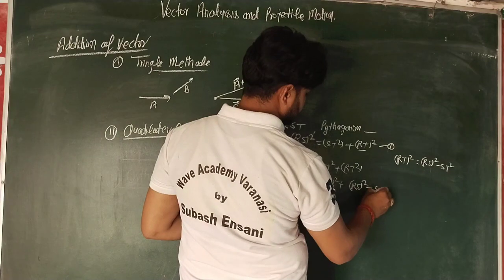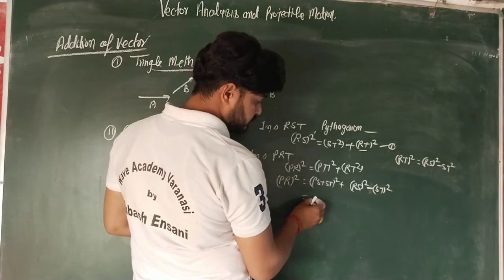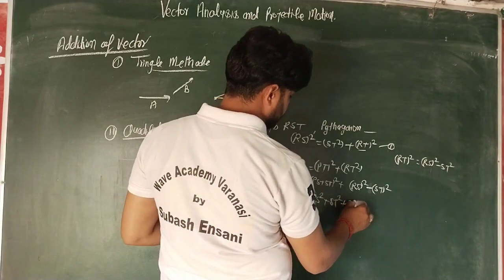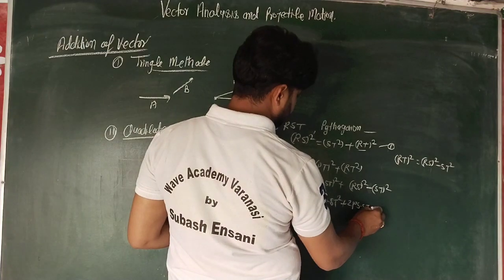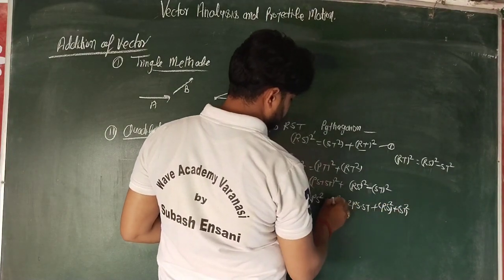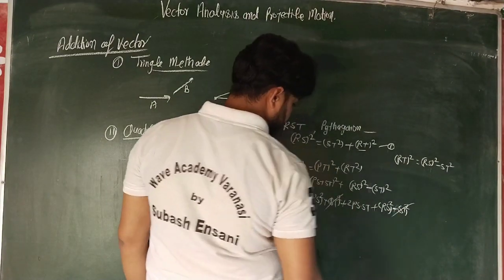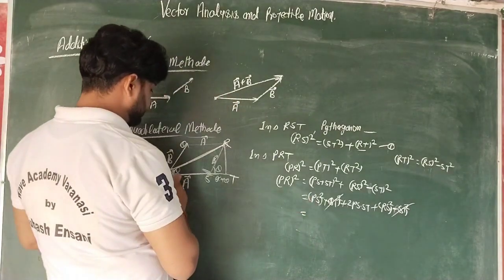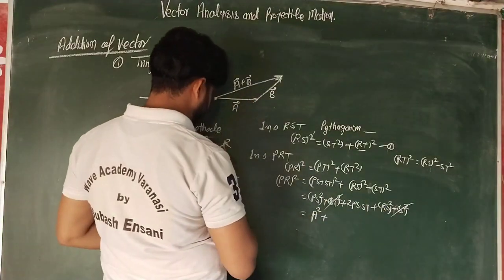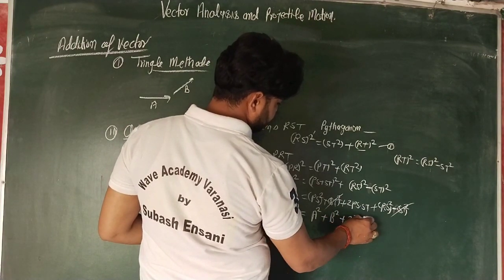RS square minus ST square. Open the square of PS square plus ST square plus 2 PS ST plus RS square minus ST square. You can see that ST square can be cancelled. PS, you know that's A, so A square, RS square, that is B square, plus 2AB cos theta.